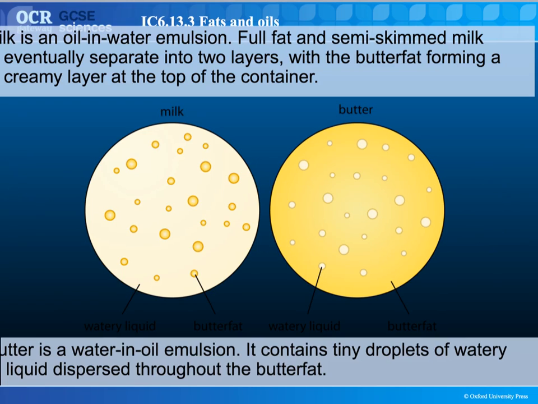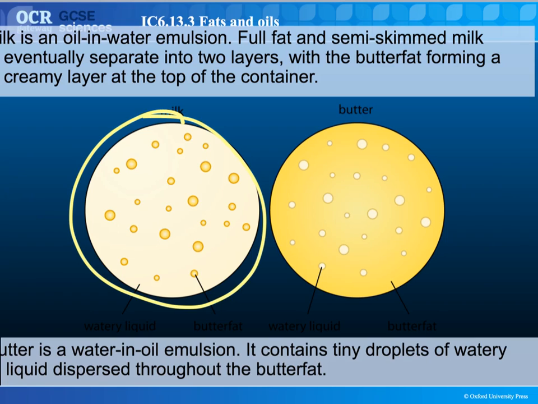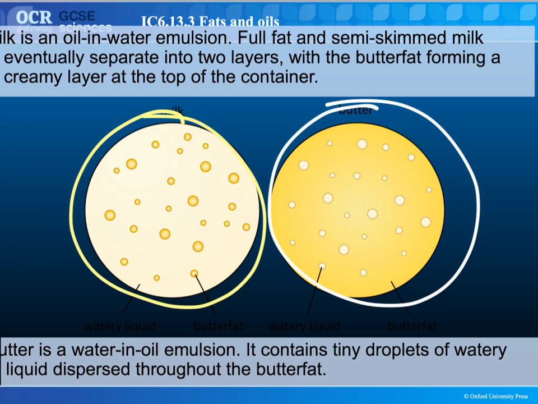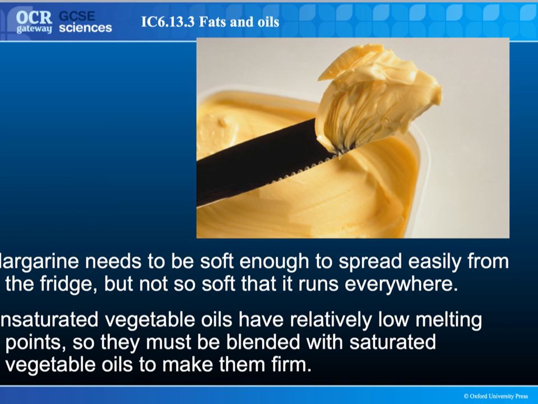Here you have milk. Milk is your example of your oil in water. You can see the little droplets of oil dispersed through the water, and here is your water in oil, and you can see your little drops of water dispersed through your oil. A good example of water in oil emulsion is margarine.